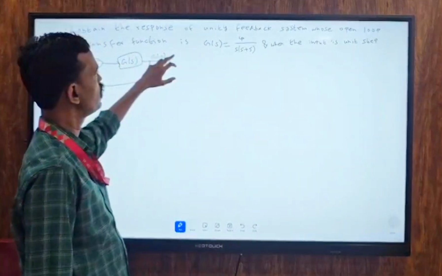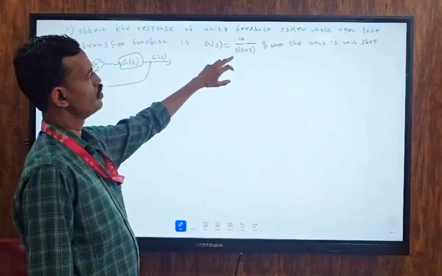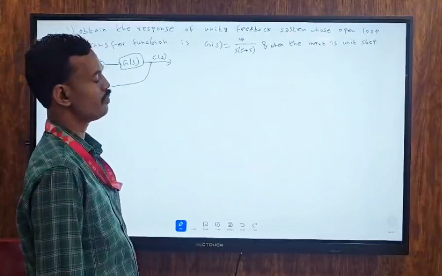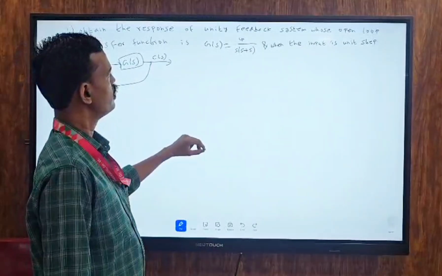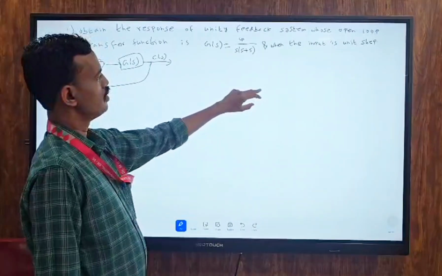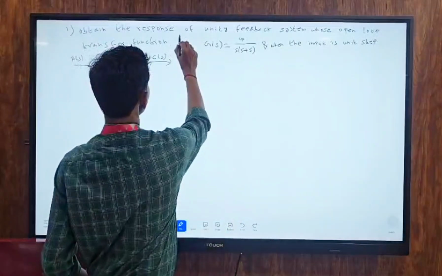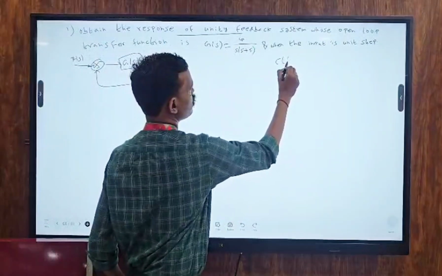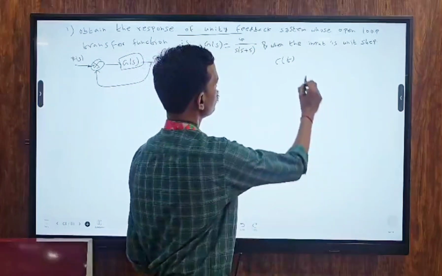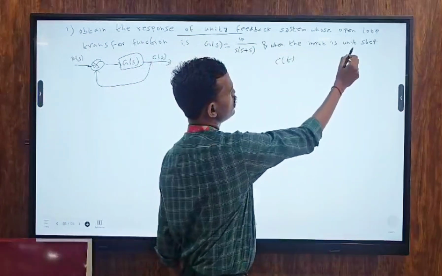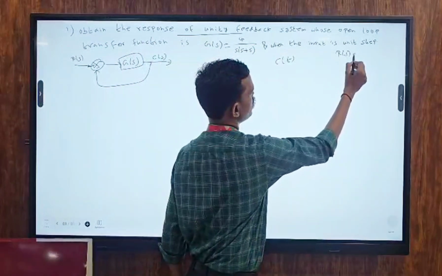Obtain the response of a unity feedback system whose open loop transfer function is G(s) = 4/(s(s+5)) when the input is a unit step. We have to find the c(t) value. When the input is a unit step, R(s) = 1/s.